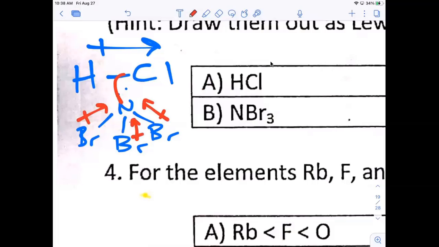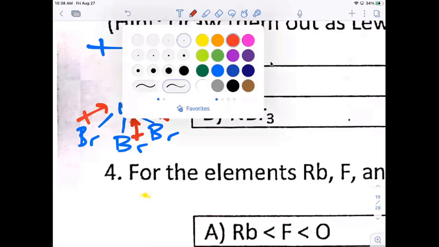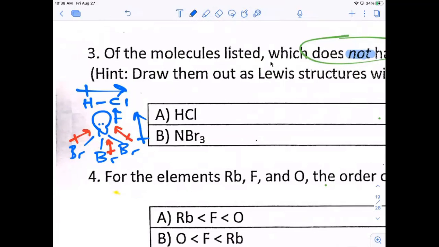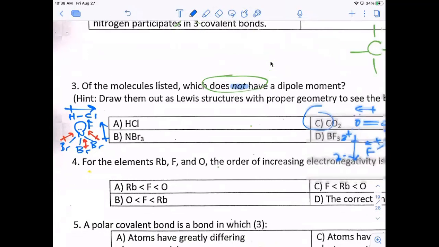And then that lone pair is in a p orbital. Let me fix that. Just make that small. That lone pair is in a p orbital, and those electrons tend to move away from that atom. So it's going to have a big dipole going this way, right? Overall, a dipole moment is how we describe molecular dipoles.